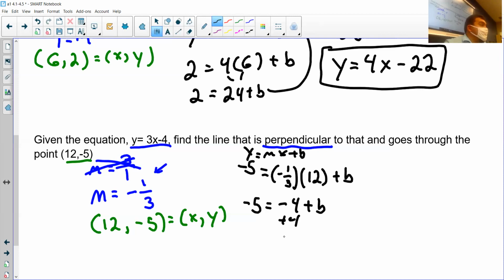One question at a time. When we're finally writing the equation at the end, do we do y equals the original m, like 3, or we just use the new m? The new m, the new m.